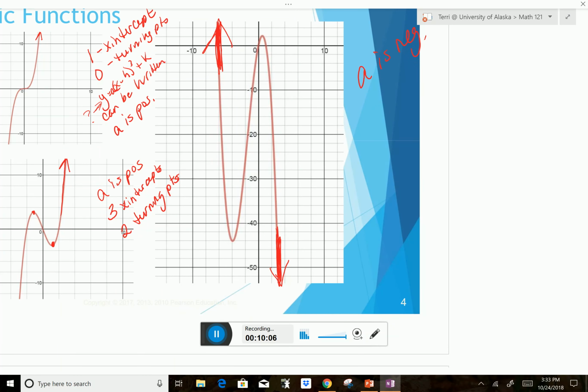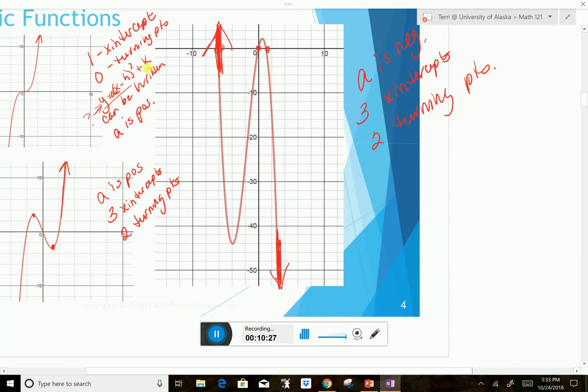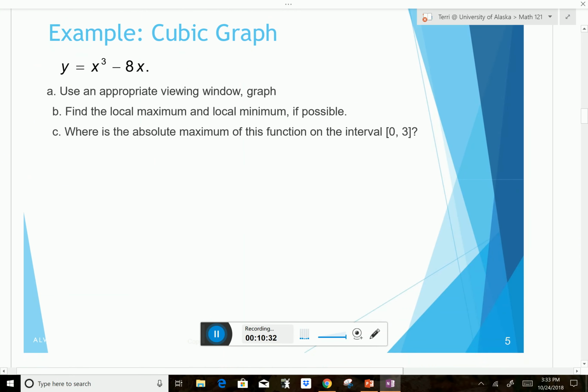And we have, how many times do we cross the x-axis? Well, 1, 2, 3. So we have 3 x-intercepts. And we have 2 turning points. And so again, this one cannot be written in this format. Okay, so let's look at a cubic graph.